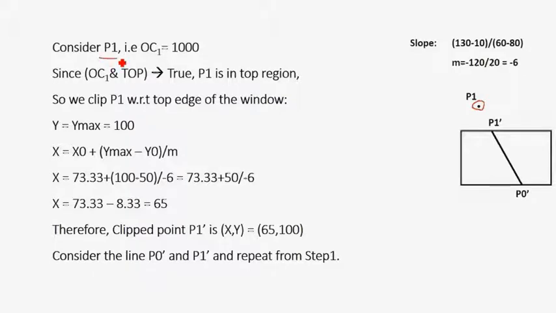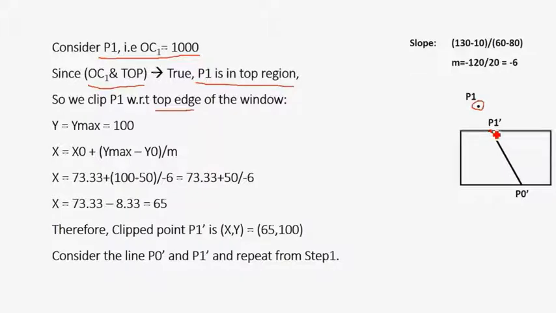P1's outcode is this. Since the outcode of P1 AND the top region code gives true, I conclude that P1 is in the top region. Since P1 is in the top region, I have to clip it with respect to the top edge. That is, I have to find the intersection with respect to the top edge. Since this point is intersecting at the top edge, the y of this point will always be 100. So that is the y max.